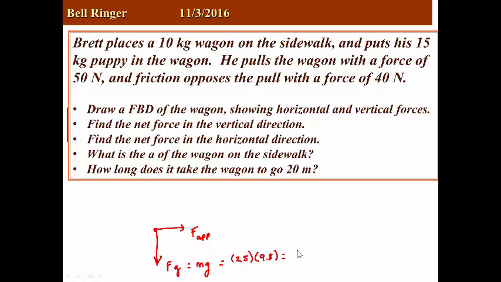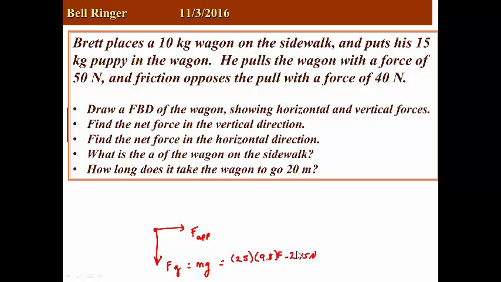I forget, I think it's like 1.49. Or, whoa, hold on. 245. 245? Yeah. And it's a negative, right? Because it's going downward. Let's see if I can erase here. Yeah, I can. Good. Equals.